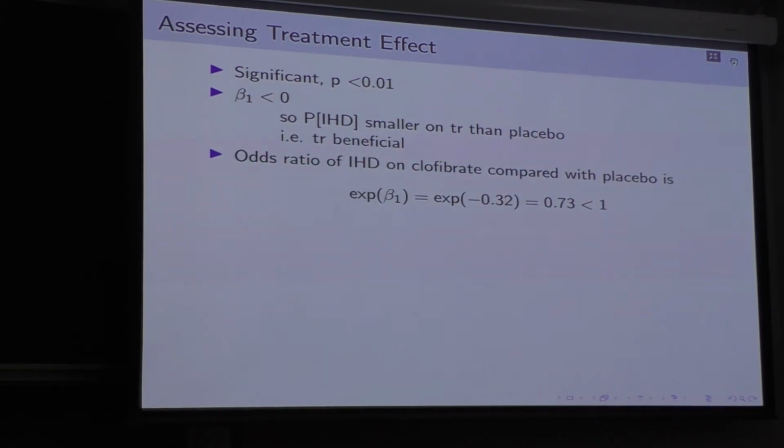If we calculate, say, an odds ratio for having heart disease, comparing the active and placebo versions of the drug, that will be the same as looking at the exponential of beta 1. So the exponential of that is 0.73, and that's less than 1. Of course, it's an odds ratio.